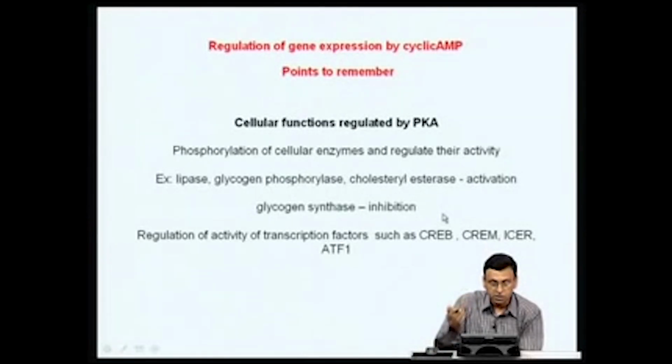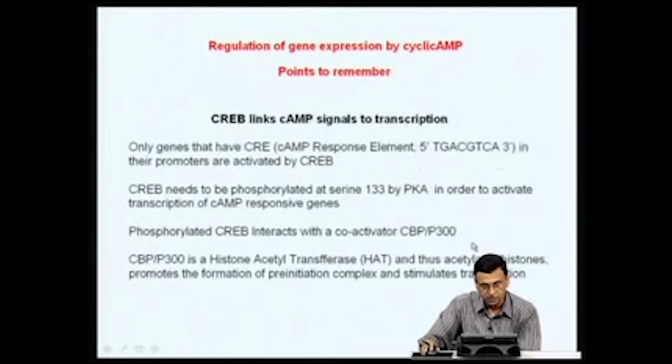Now, what are the cellular functions of PKA? PKA can phosphorylate a number of cellular enzymes and regulate their activity. We have not discussed this particular aspect in our lecture series because it is not directly linked to gene expression. For example, PKA can activate lipases, glycogen phosphorylase, cholesterol esterase, and so on. It can inhibit glycogen synthase. It has very important regulatory roles in carbohydrate metabolism and diseases like diabetes. But what we primarily discuss in this class is the activation of transcription factors such as CREB, CREM, ICER and ATF1, because that is what is relevant to this lecture series.